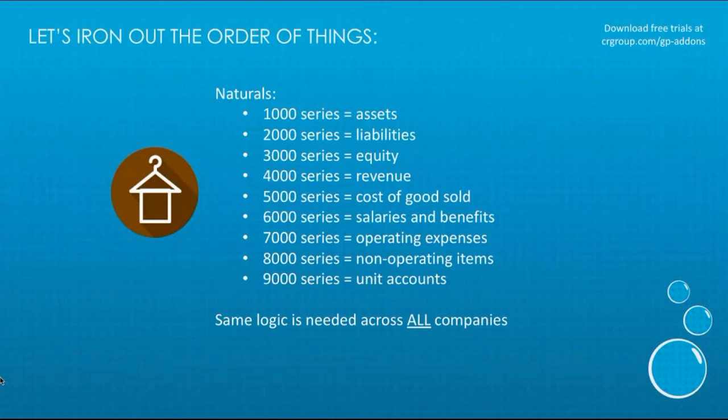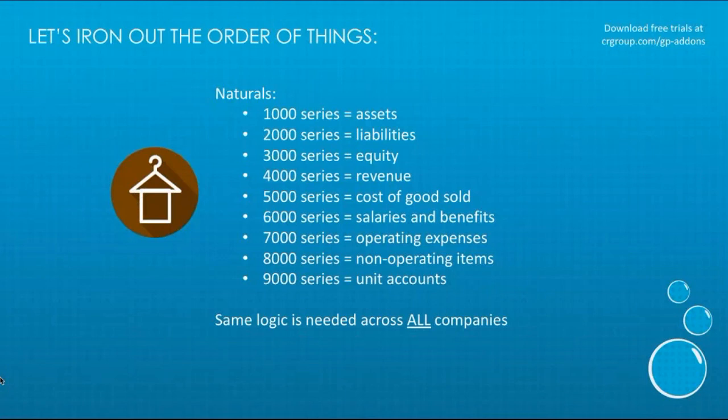But at any rate, here's a recommendation. We stick to this recommendation religiously, that we sequence the chart in liquidity order. 1,000's assets, 2,000 liability, 3,000 equity, 4,000 revenue, 5,000 cost of goods sold, 6,000 salary and benefits, 7,000 OPEX, 8,000 non-operating items, and 9,000 for unit accounts and other weird stuff. I could almost rhyme that off without looking at the slide, because that's a recommendation we make every single time. Coincidentally, it does follow the structure in Fabrikam closely, maybe not perfectly, but closely.